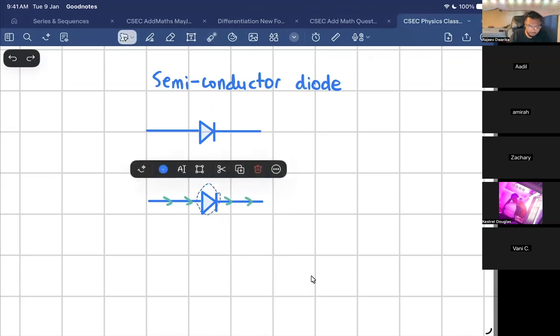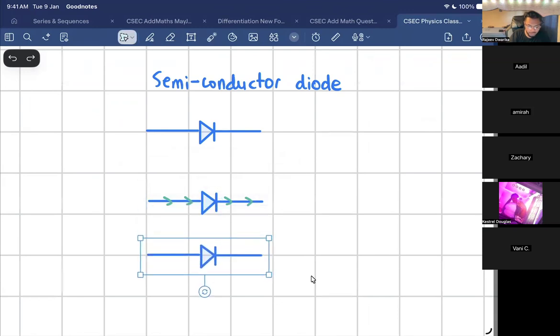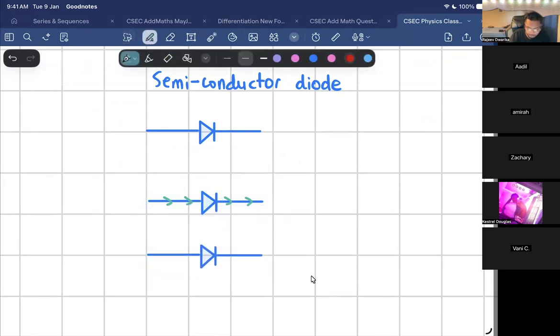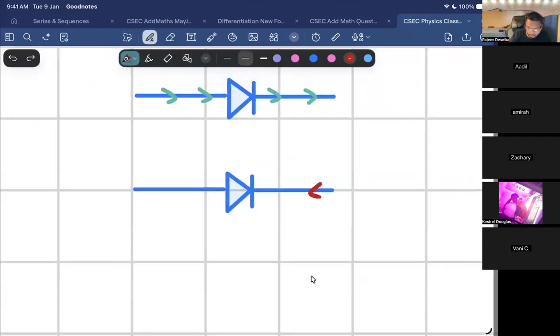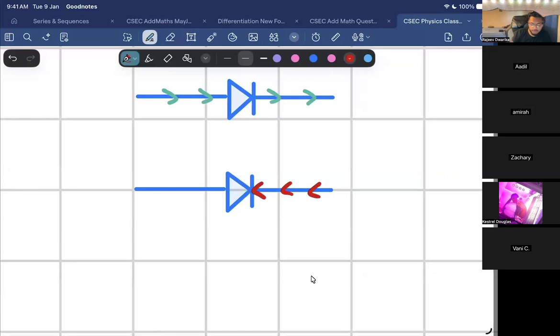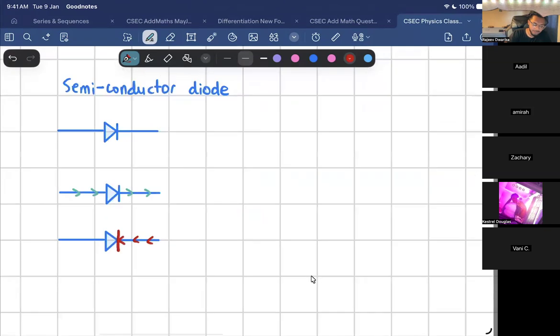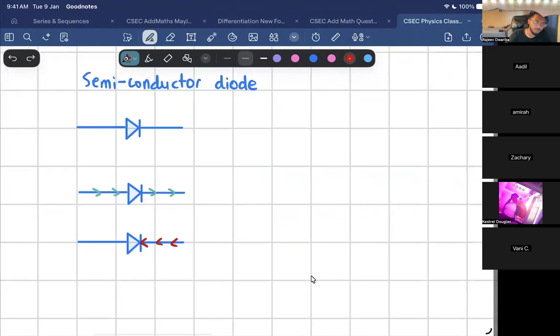Half. So if it conducts that way, do you think it'll conduct the other way? No, sir. Check this out. Do you think the current will be able to pass through that barrier there? Nah, sir. Now I want you to think of this as like a wall, and it blocks the flow of current. So a semiconductor diode only allows the flow of current in one direction. Do you all understand that?